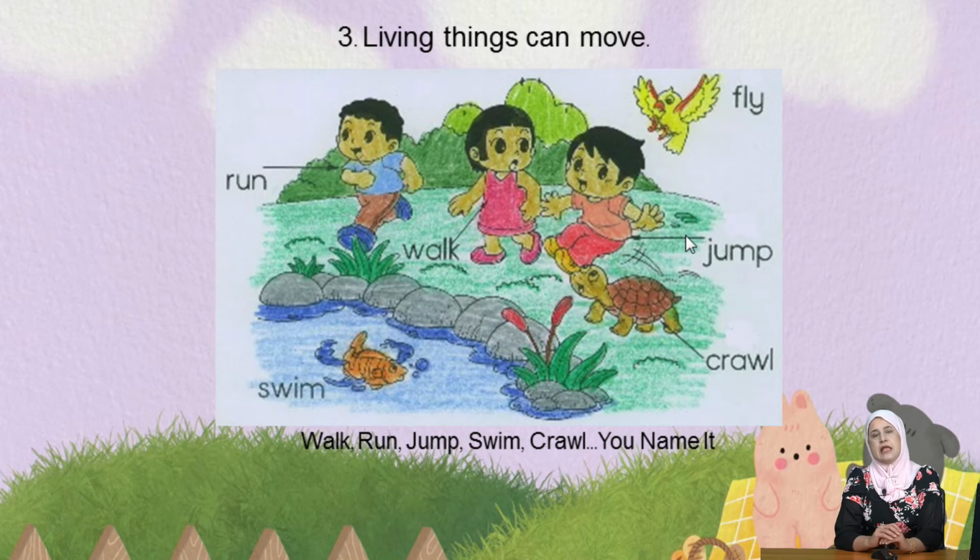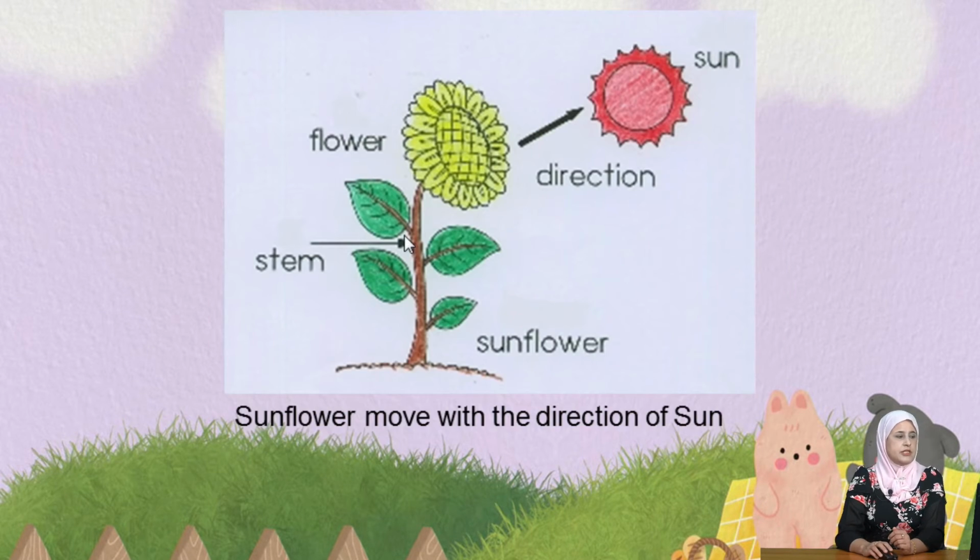The next, living things. If a thing is living, it can move, it can run, it can jump. So we can see here: bird, fly; boy, jump; girl, walk; boy, run; fish, swim; turtle, crawl. So students, the movement: living things can move. Humans can move, birds can move, turtles can move, sea animals can move, because they are living things. They can move, okay?